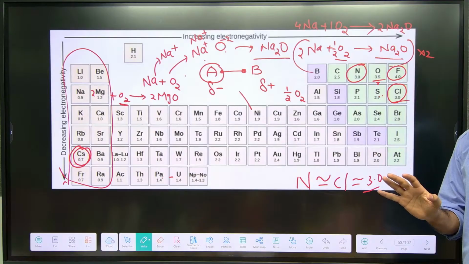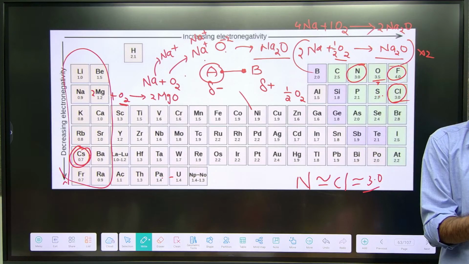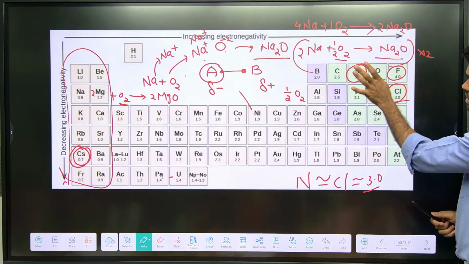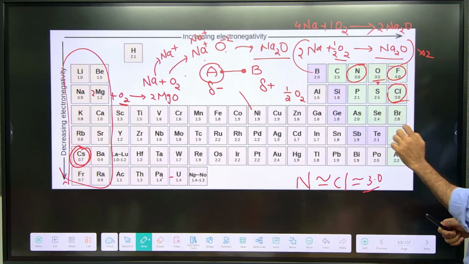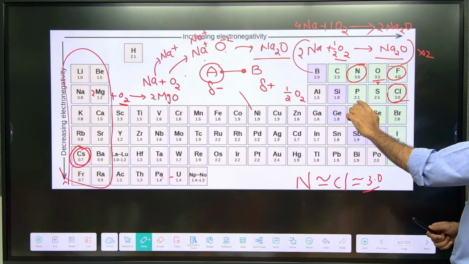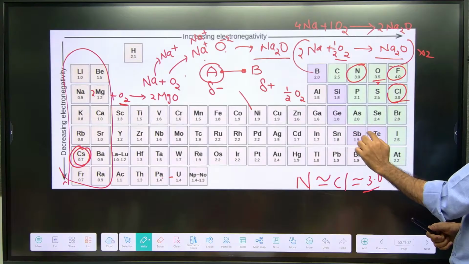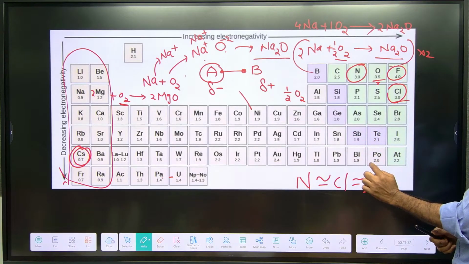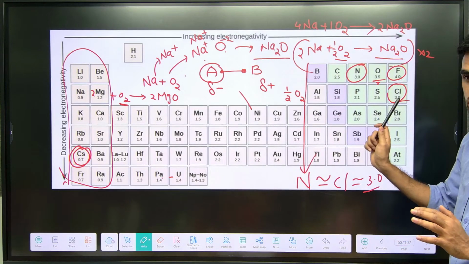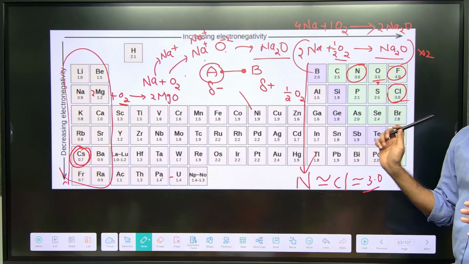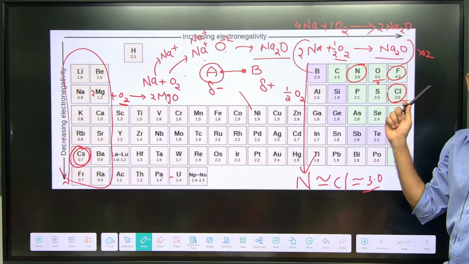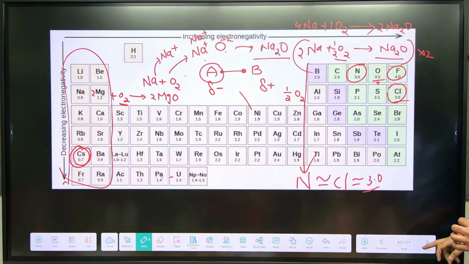Okay, next, like this, you need to remember the values. It is difficult, but at least the approximate order you need to know. Okay, tell me here, sulfur, how much is it? 2.5. Carbon also almost 2.5. Next, phosphorus? So now you have observed something. As we go down the group, what happens to electronegativity? Decreasing. Okay, from left to right? Increases. Remember this. Now let us see some simple questions.